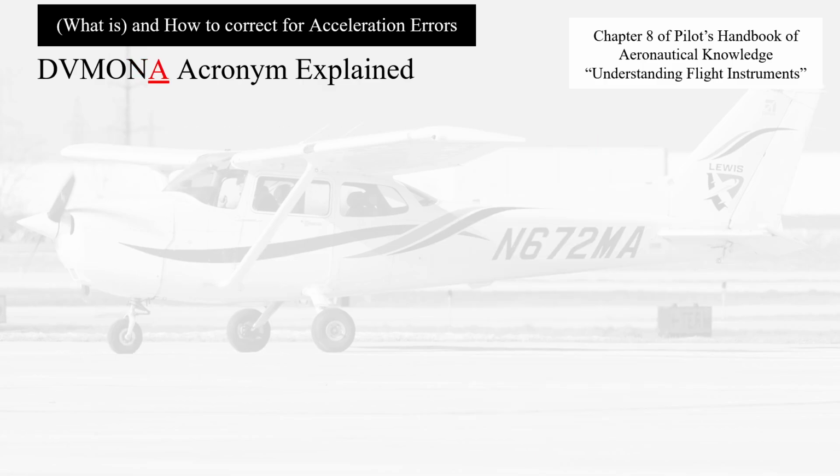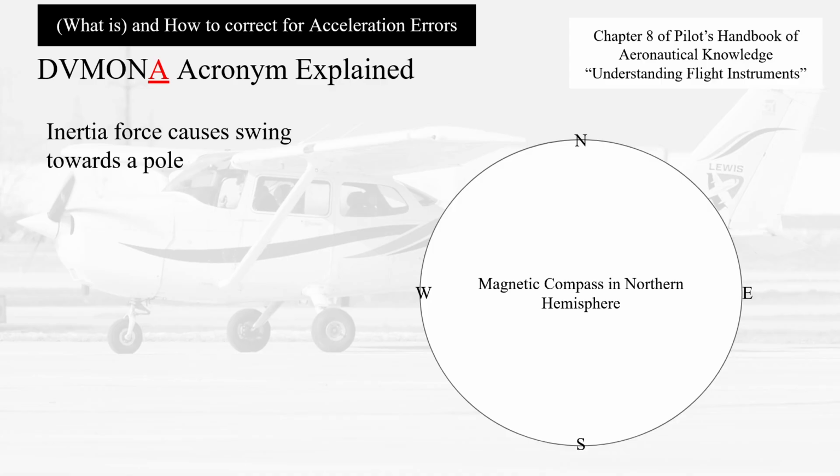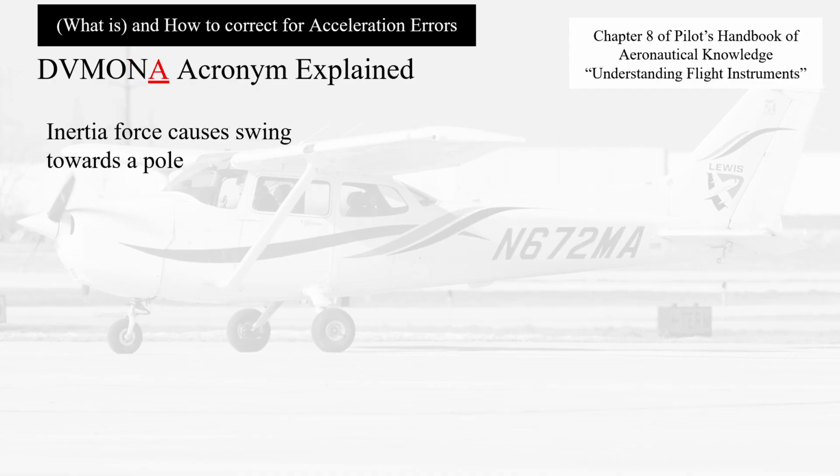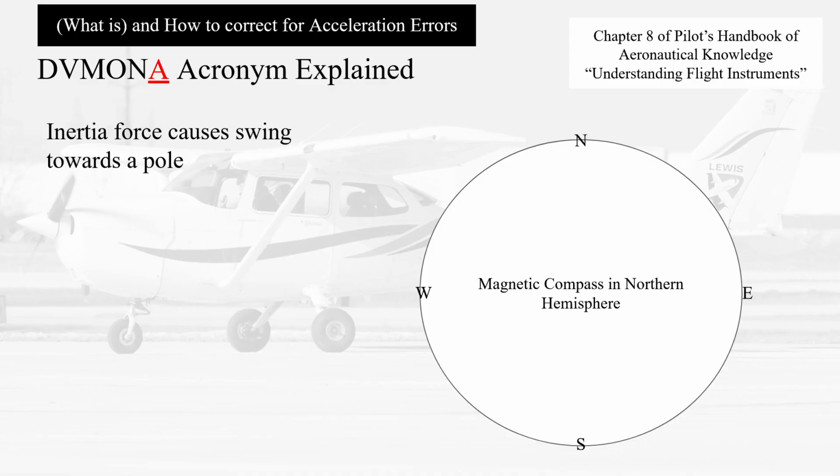And what is and how to correct for the acceleration errors? It's pretty similar to those turning errors, but this one is more an inertia force: the acceleration or deceleration causes a swing towards a pole. This is the same example, same little diagram. This is the east or west error. So the turning error is the north or south. The acceleration is east or west, always. Doesn't matter what hemisphere.